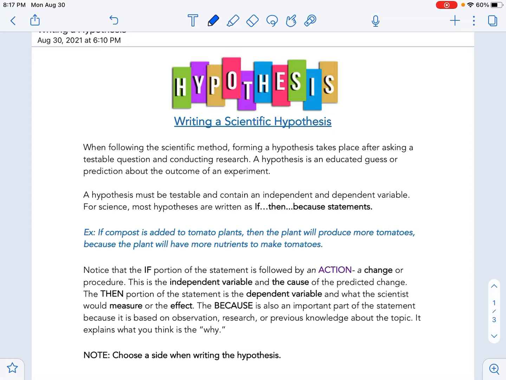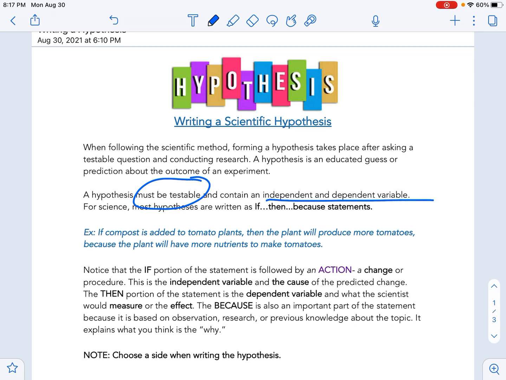All right, we are going to work on writing a scientific hypothesis. This is going to go with the independent, dependent, and control variable sort that we just finished. When following the scientific method, forming a hypothesis takes place after asking a testable question and conducting research. A hypothesis is an educated guess or prediction about the outcome of an experiment. A hypothesis must be testable and contain an independent and dependent variable.